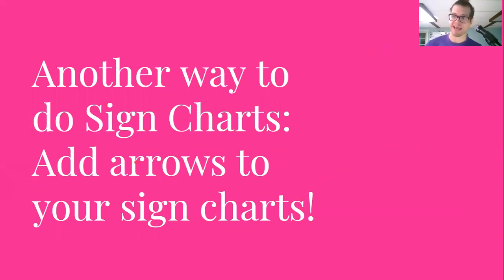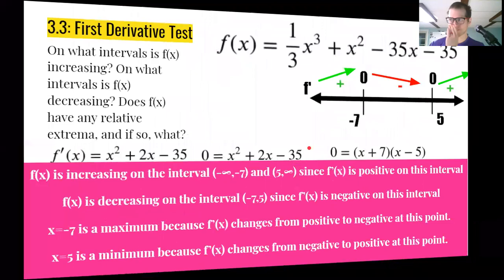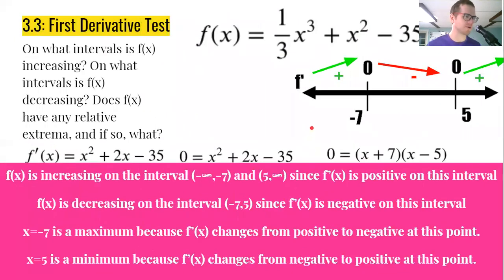Here's what you could do. You could also add some arrows to your sign charts. And then you can kind of see what's going on. So look, it's positive, so let's draw a line going up. It's negative, draw a line going down. It's positive, draw a line going up. And when you do that, you can see, oh, look, it's kind of like a maximum right there. Oh, it's kind of like a minimum right there. So that's a benefit of doing that and having it set up that way.